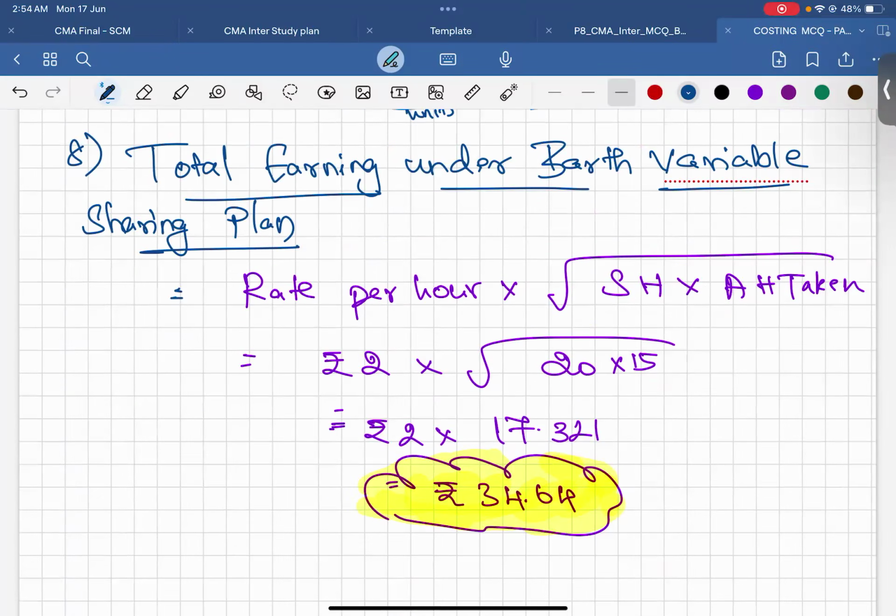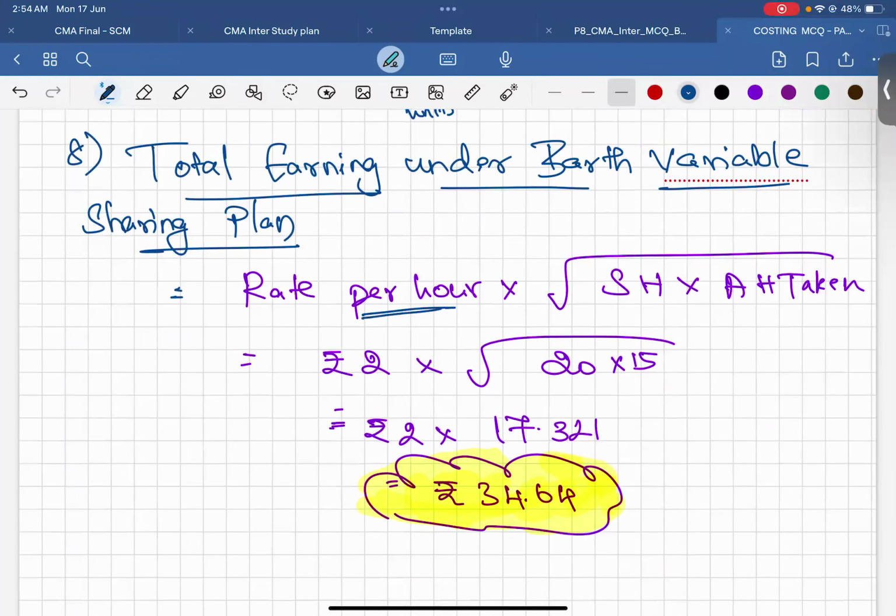variable sharing plan. It is nothing but rate per hour into root of standard hours into actual hours taken. It is very simple. Okay, repeat along with me. Barth variable sharing plan is equal to rate per hour into root of SH into AH. Rupees 2 into root of 20 into 15.